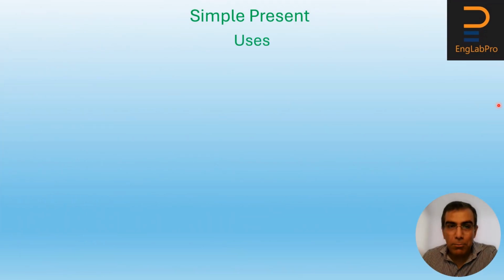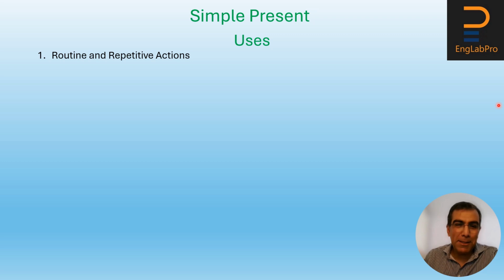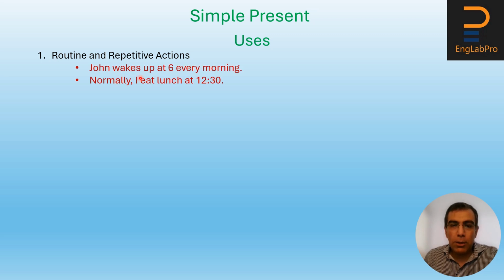Why do we use simple present? I mean, in what situations do we need to use simple present? Here I'm going to explain 6 situations. Let's go through them one by one. The first one is routine and repetitive actions. I mean regular actions that somebody does. Like John wakes up at 6 every morning, or normally I eat lunch at 12:30.